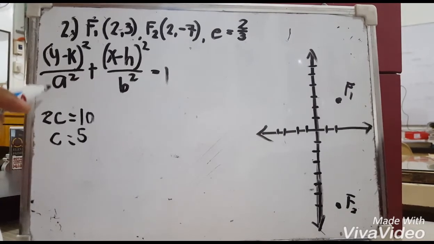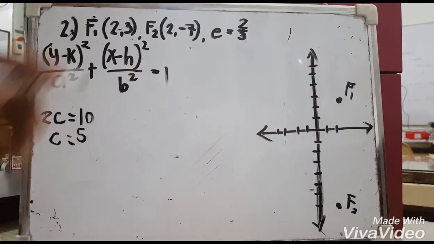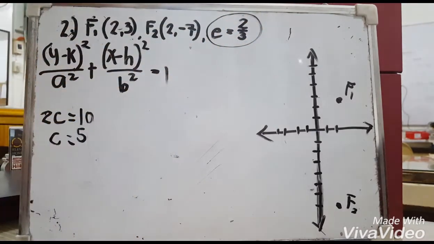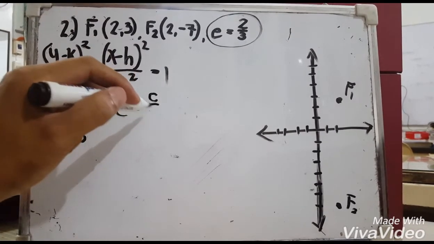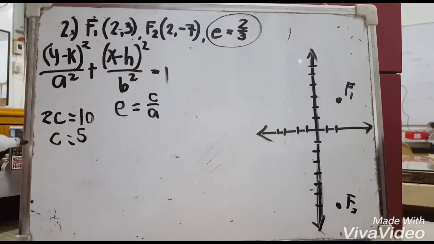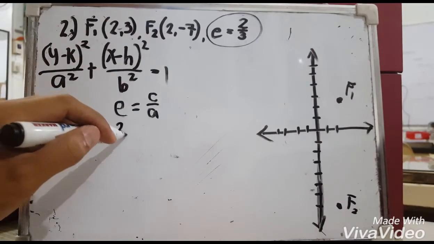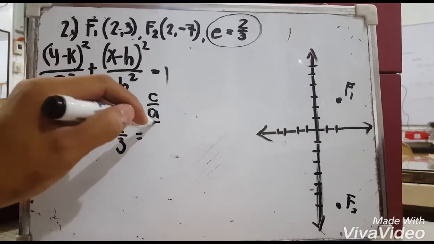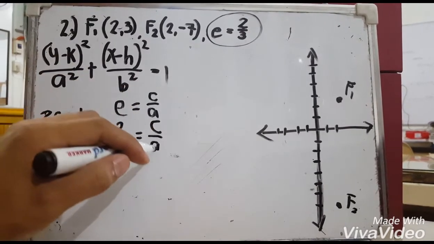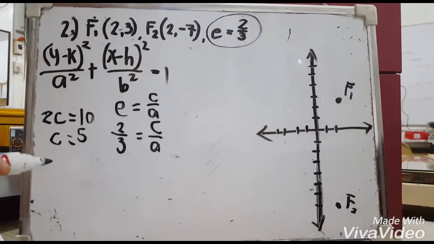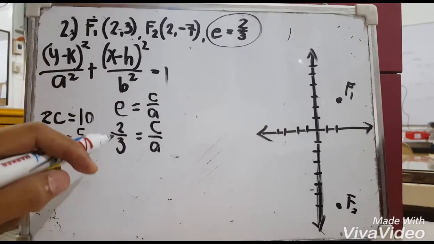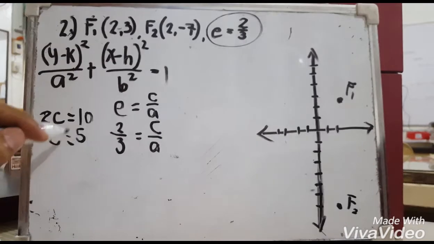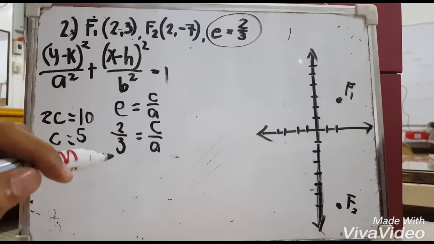So, how are we going to find a and b? How are we going to use the eccentricity? Now, take note, we have a formula for the eccentricity. e is equal to c over a. And thus, 2/3 is equal to c over a. But it does not mean that c is equal to 2 and a is equal to 3. If you can see here, c is equal to 5 and not equal to 2.